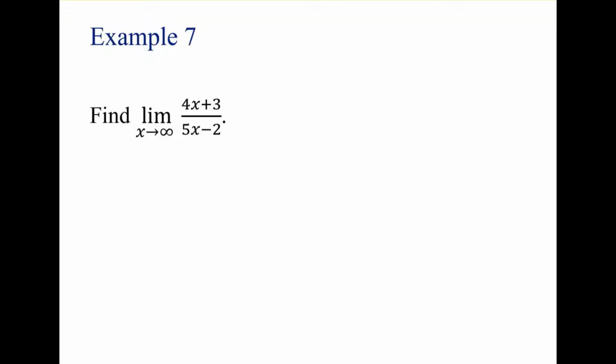Find the limit as x approaches infinity of (4x + 3) over (5x - 2). We can find infinite limits of rational functions by using a table or looking at a graph, but we can also divide by the highest power.